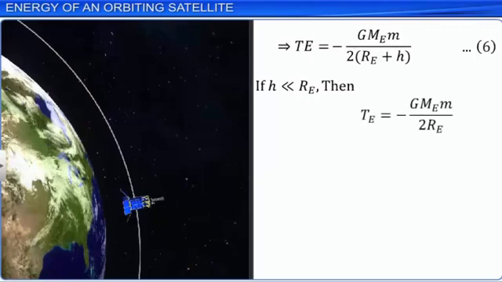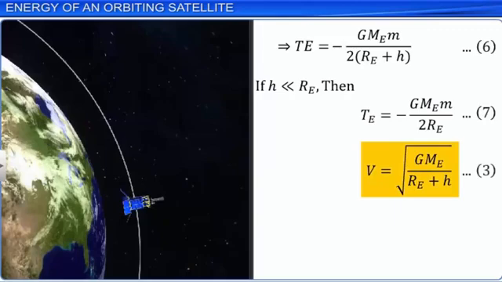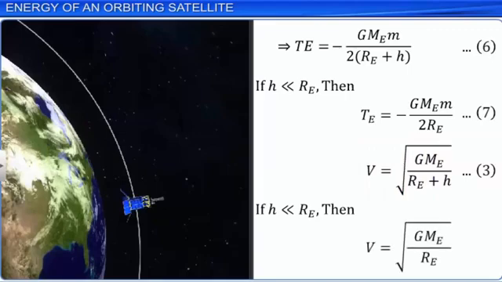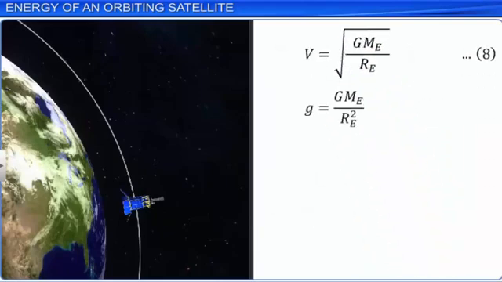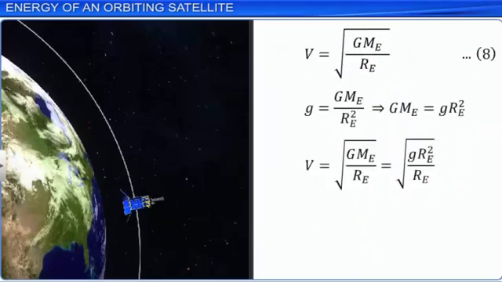The speed of the satellite in its orbit is obtained by substituting 0 for h in equation 3. This gives the speed of the satellite in its orbit as v equal to square root of G ME by RE. Let this be equation 8. Using the relation between acceleration due to gravity on the surface of the Earth and the universal gravitational constant, the orbital speed of the satellite can be expressed as v equals square root of g RE. Let this be equation 9.